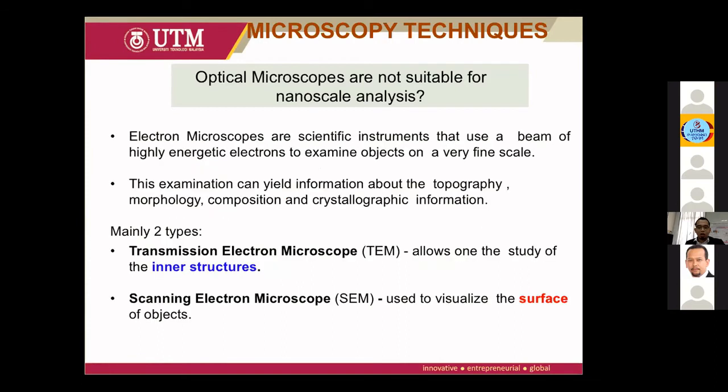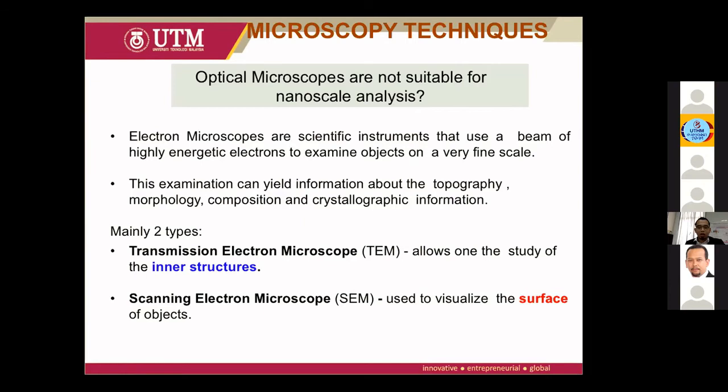That's why we need a more advanced microscope called the electron microscope, of which there are mainly two types. One is the transmission electron microscope, and one is the scanning electron microscope. Just imagine that you have a book. So don't judge a book by its cover, but when you have a book here, you are only able to scan the surface using the SEM. You are only able to scan the surface structures, how the morphology outside is going to look.